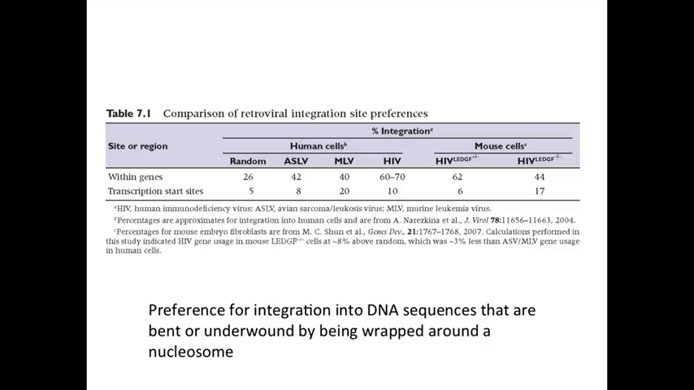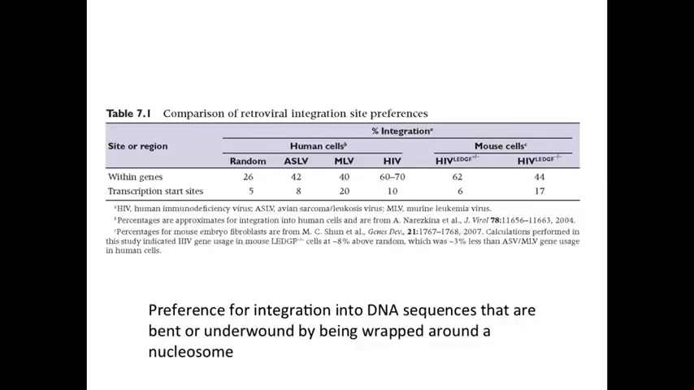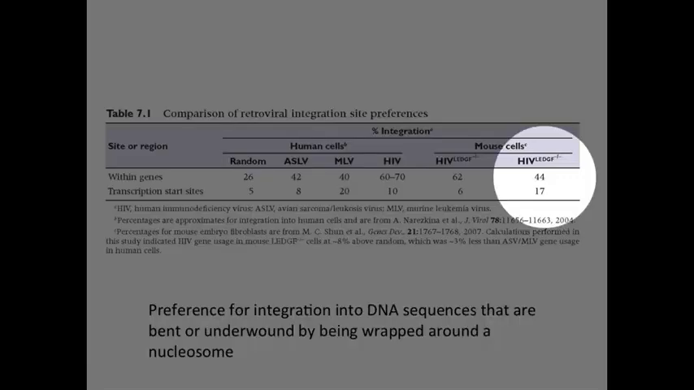Now on the right is an experiment done in mouse cells which were infected with HIV. And you can see 62% integrations within genes, 6% within transcription start sites. So it likes to be within genes in mouse cells, and doesn't really care if it's within a transcription start site. And then a mouse cell line was studied which is deficient in a gene encoding this protein LEDGF. LEDGF happens to be a protein that's part of the nucleosome in chromatin. And so when you take away this protein, you can see the numbers shift a little. The percentage of integration within genes goes down, and the start site integration goes up.